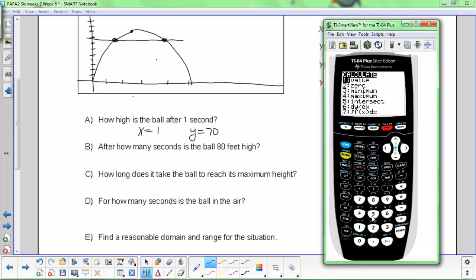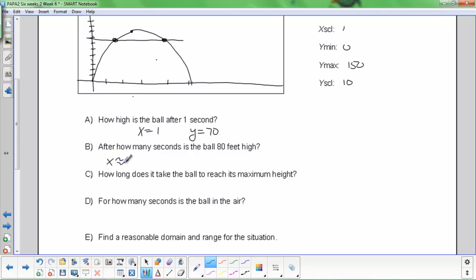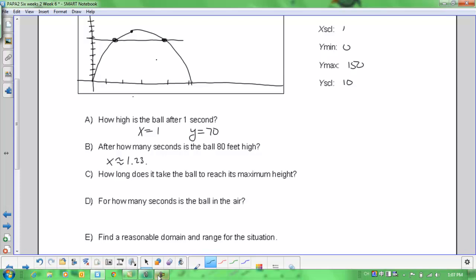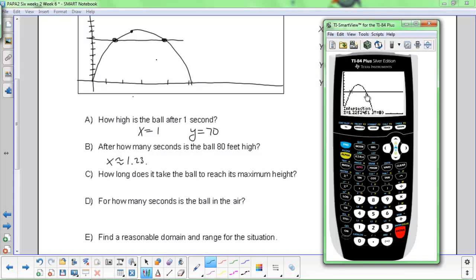Trace it, intersect, and enter, enter. Now the only point here about the guess is that we do have to use the guess 2 separate times in order to solve this problem appropriately. The first guess has to be nearer to the first intersection point, and that will give me 1.23. So x is approximately 1.23 seconds. The second intersection point is located here.